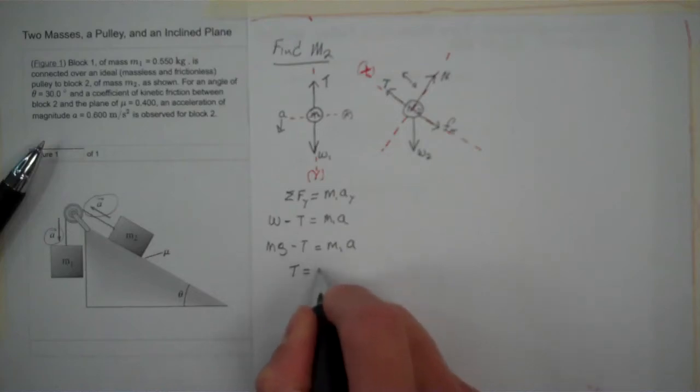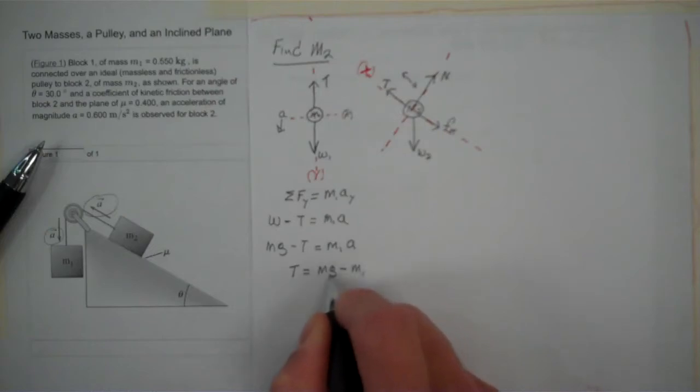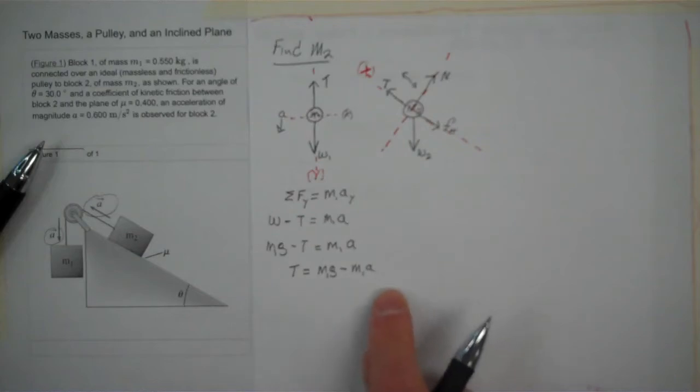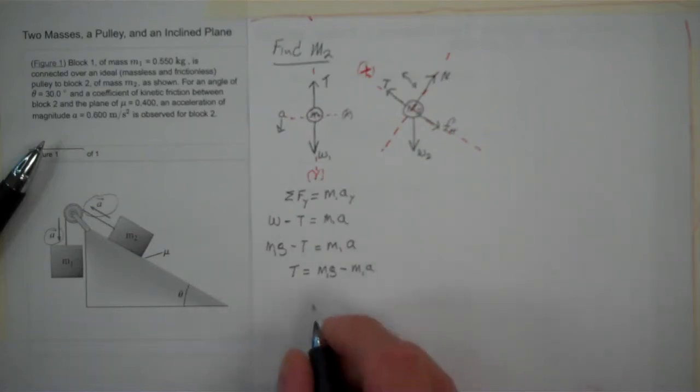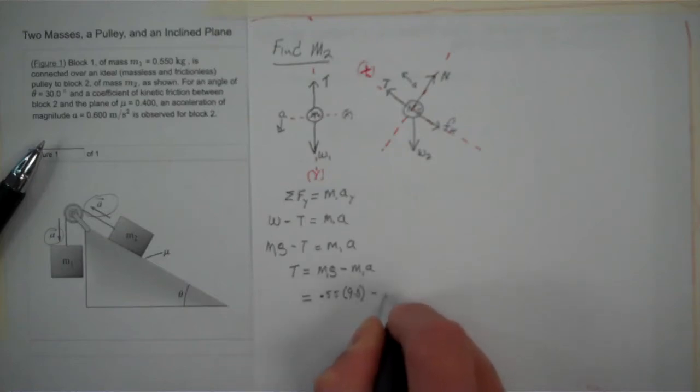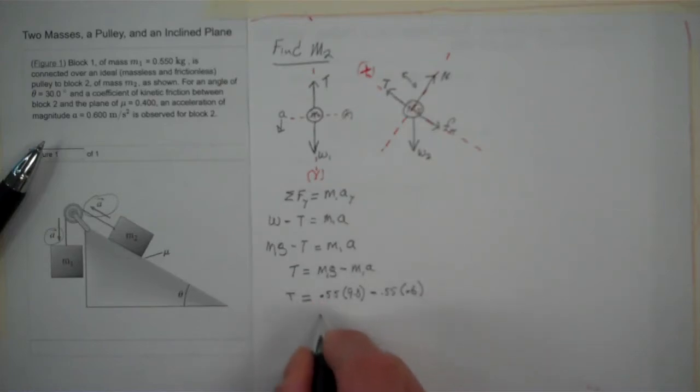I can solve for T now. T is m1g minus m1a. Okay, I can plug all those numbers in. The m provided is 0.55. 0.55 times 9.8 minus 0.55 times 0.6. That's my tension. Plug that into a calculator.